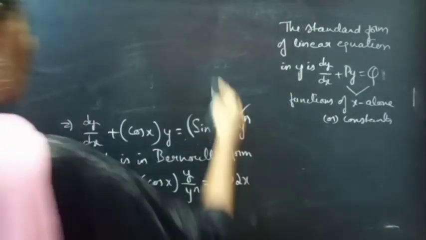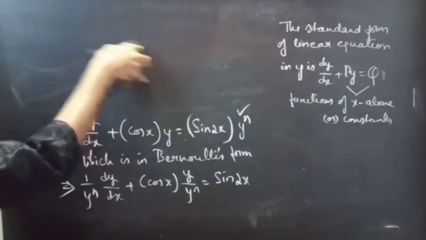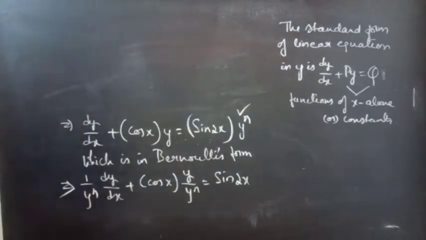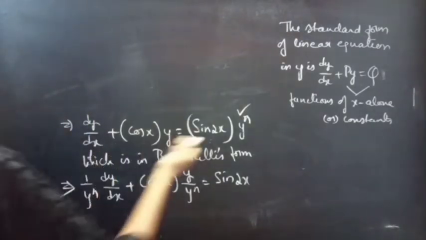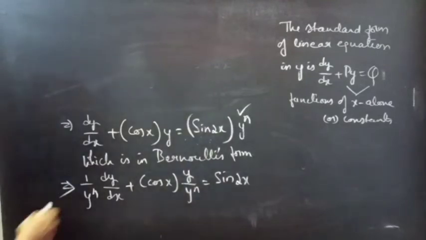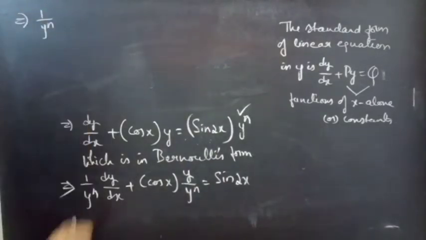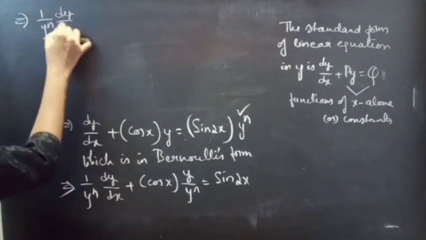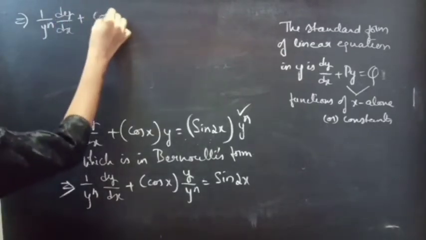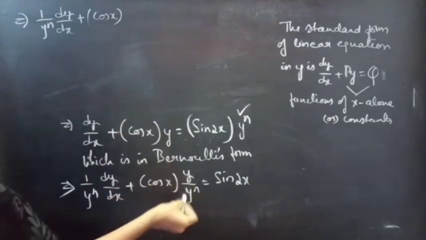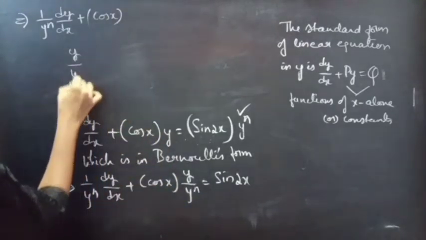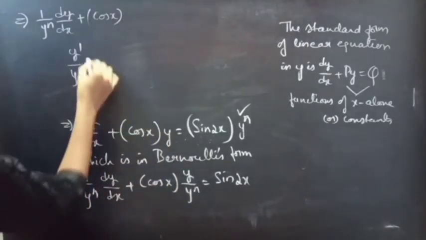Likewise, we can check for y power n. Simply divide the Bernoulli's equation with y power n, that is both sides of this equation with y power n. Then this becomes 1 by y power n into dy by dx plus cos x into, here you are having y by y power n, right? You can write y as y power 1.